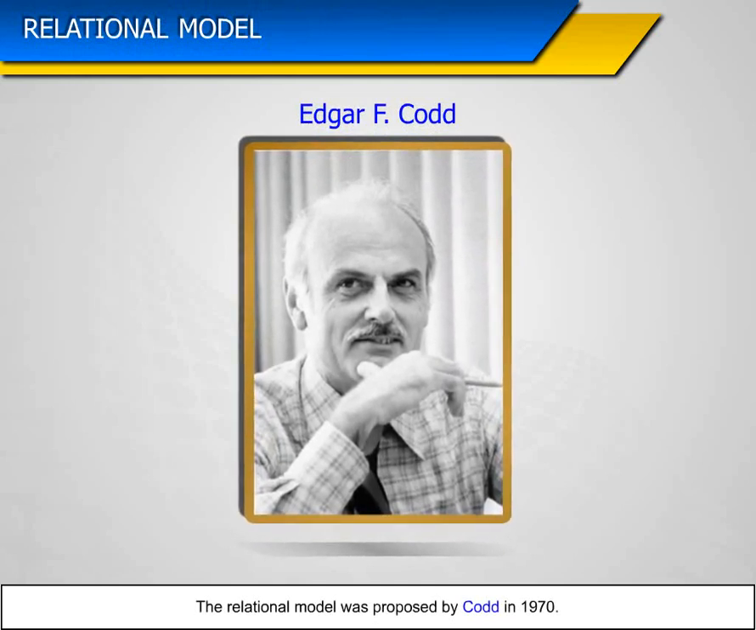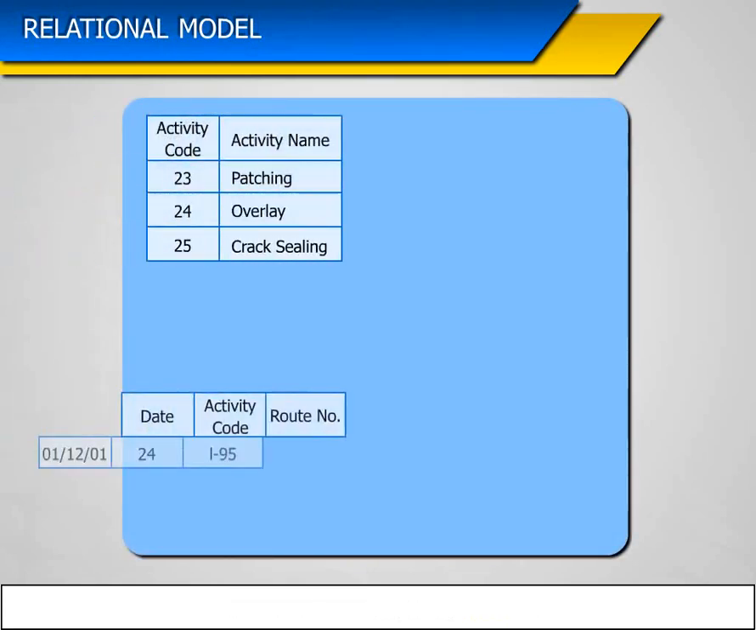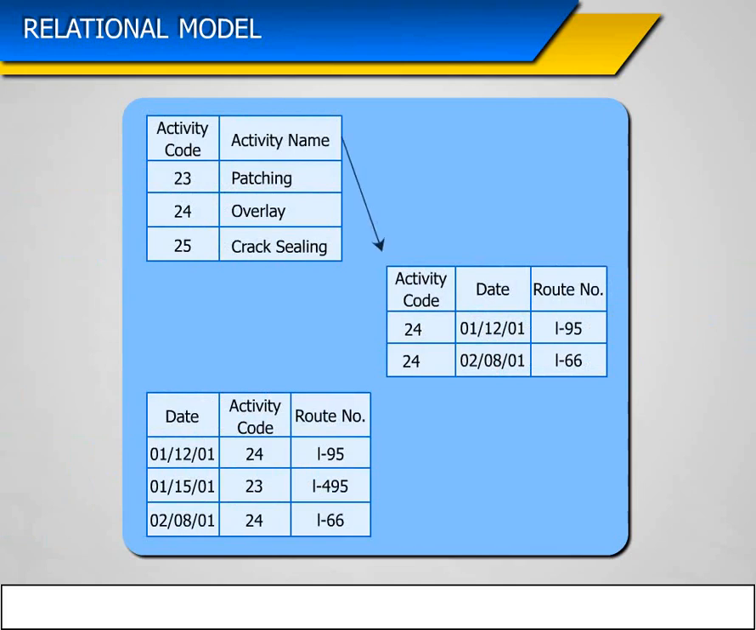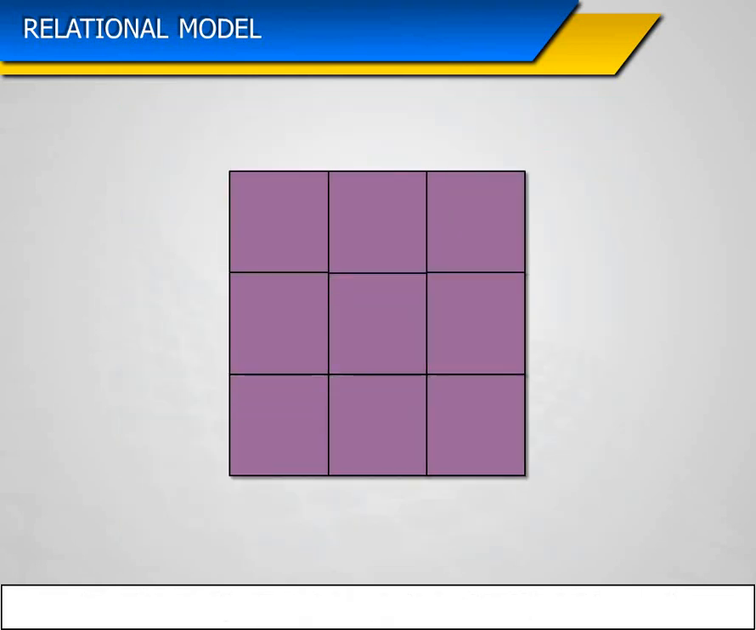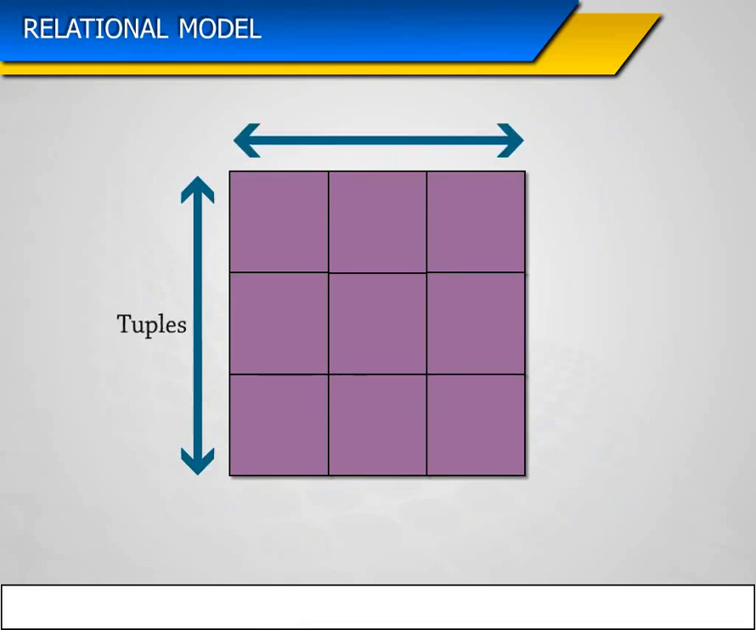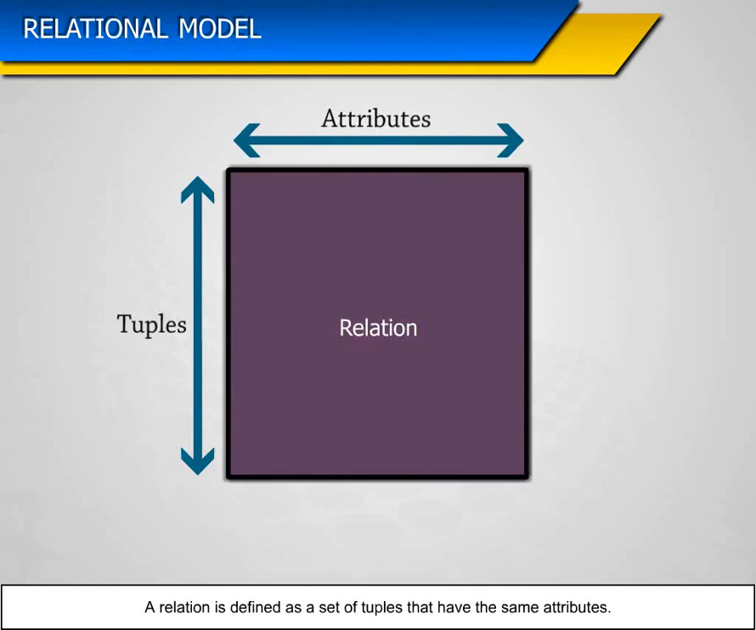Relational model. The relational model was proposed by Codd in 1970. Diagram of an example database according to the relational model. The model is very easy to understand, although it is based on a solid theoretical foundation that includes predicate calculus and theory of relations. A relation is defined as a set of tuples that have the same attributes.